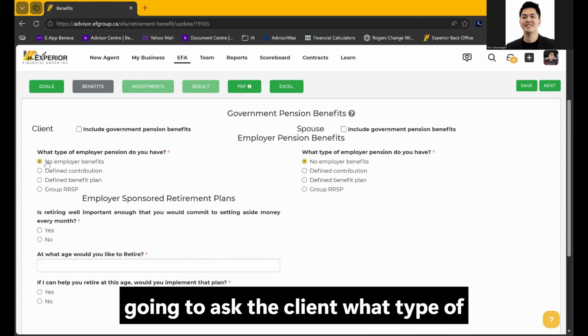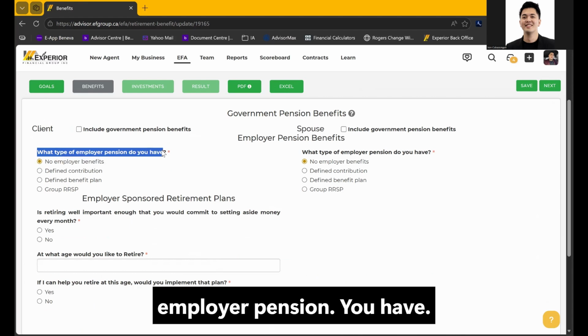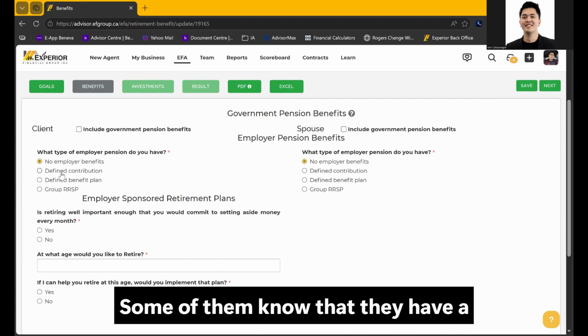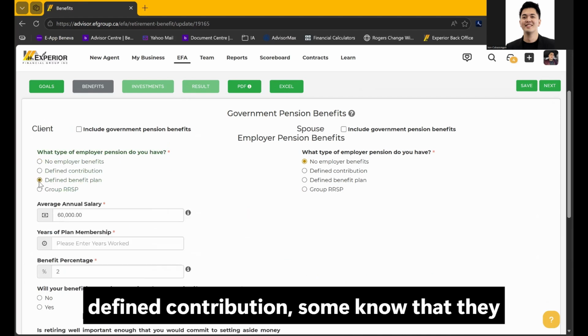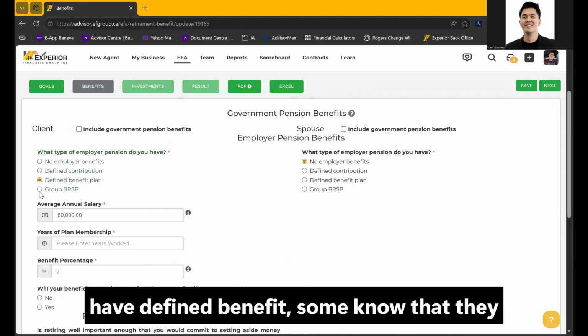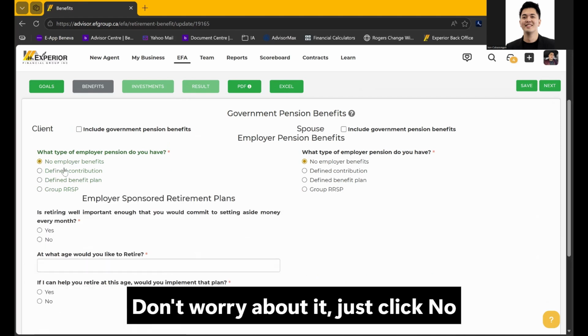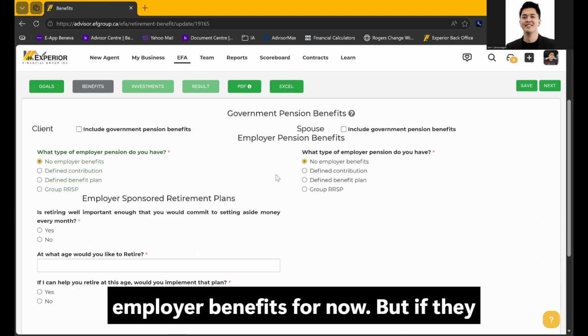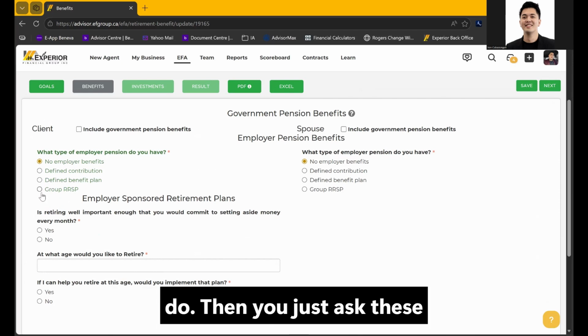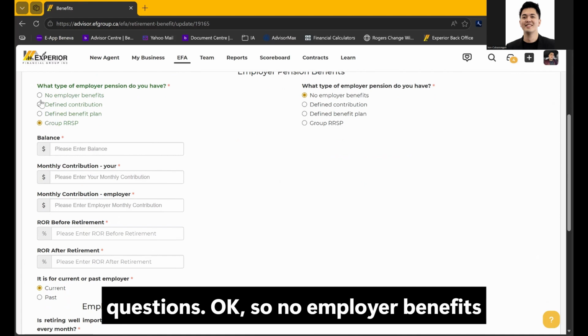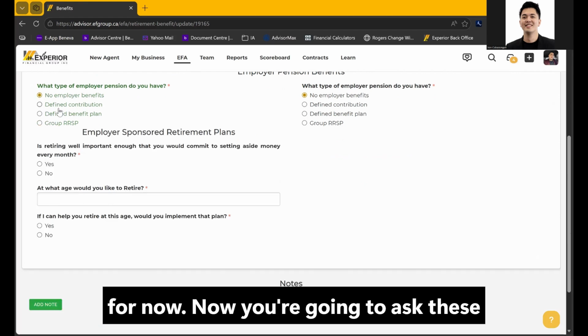Okay. Now you're going to ask the client, what type of employer pension do you have? Some of them know that they have a defined contribution. Some know that they have defined benefit. Some know that they have group RSP. If they're not too sure, don't worry about it. Just click no employer benefits for now. But if they do, then you just ask these questions. Okay. So no employer benefits for now.